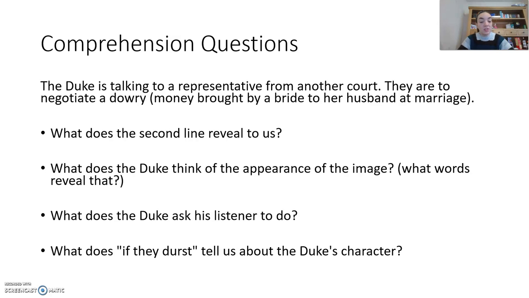And I want you to look at the second line of the poem. What does this reveal to us? Please write your answers down. What does the Duke think of the appearance of the image, and what words tell us that? Write your answers down. What does the Duke ask the listener to do? And finally, what does "if they durst" tell us about the Duke's character? Okay, so that's 4 questions there.